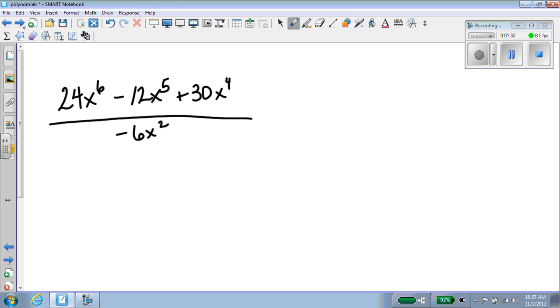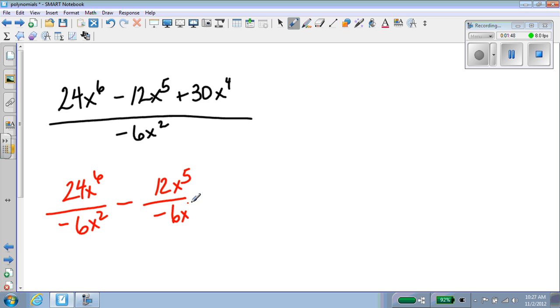Let's try that again. I could do this as 24x to the sixth divided by negative 6x squared, minus 12x to the fifth divided by negative 6x squared, plus 30x to the fourth divided by negative 6x squared.